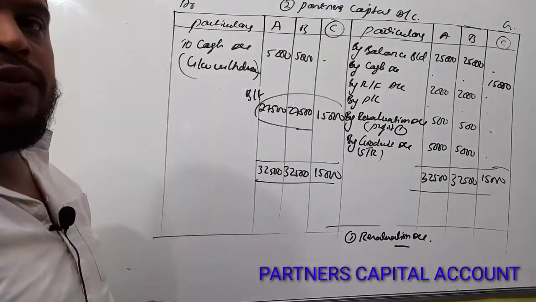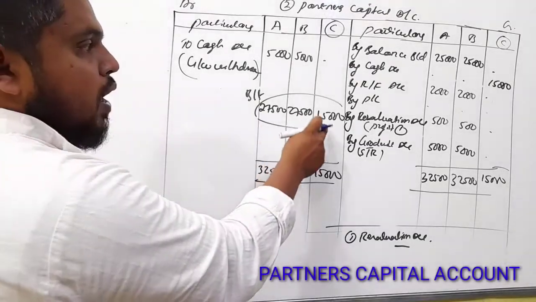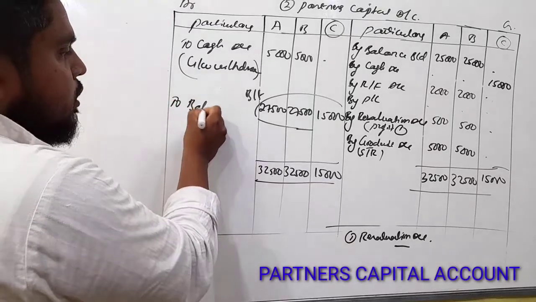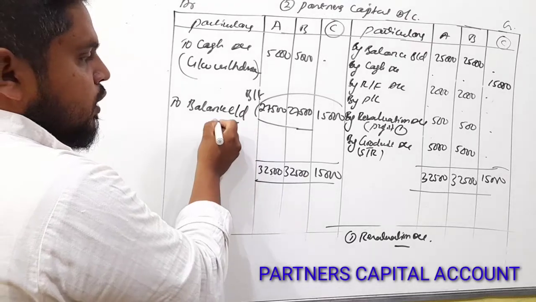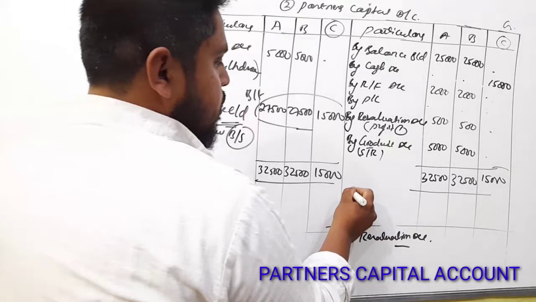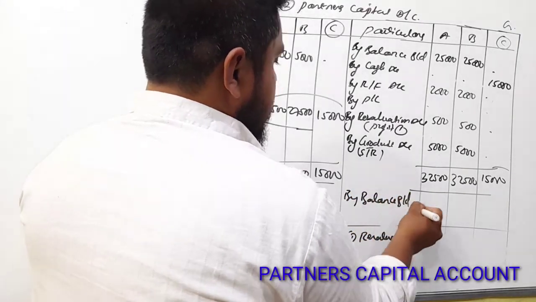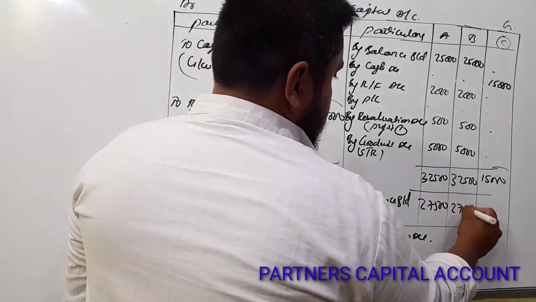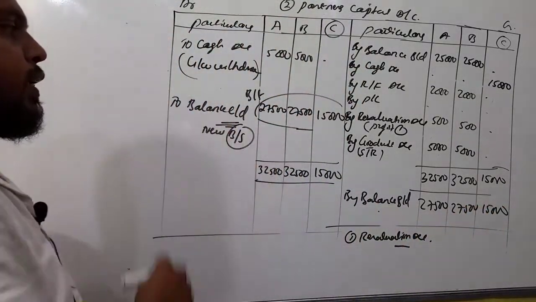This balancing figure means the capitals of the partners. These capitals, along with the new partner's, transfer to the balance sheet. So here you have to close it, balance carried down. This amount is transferred to the new balance sheet. So transfer here by balance brought down 27,500, 27,500 and 15,000. So these will be the capitals.